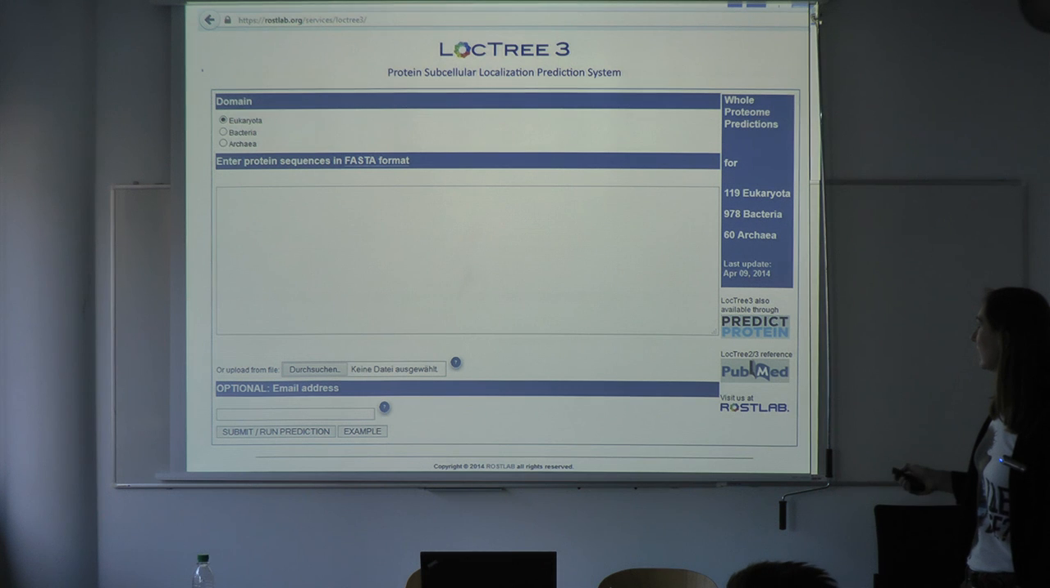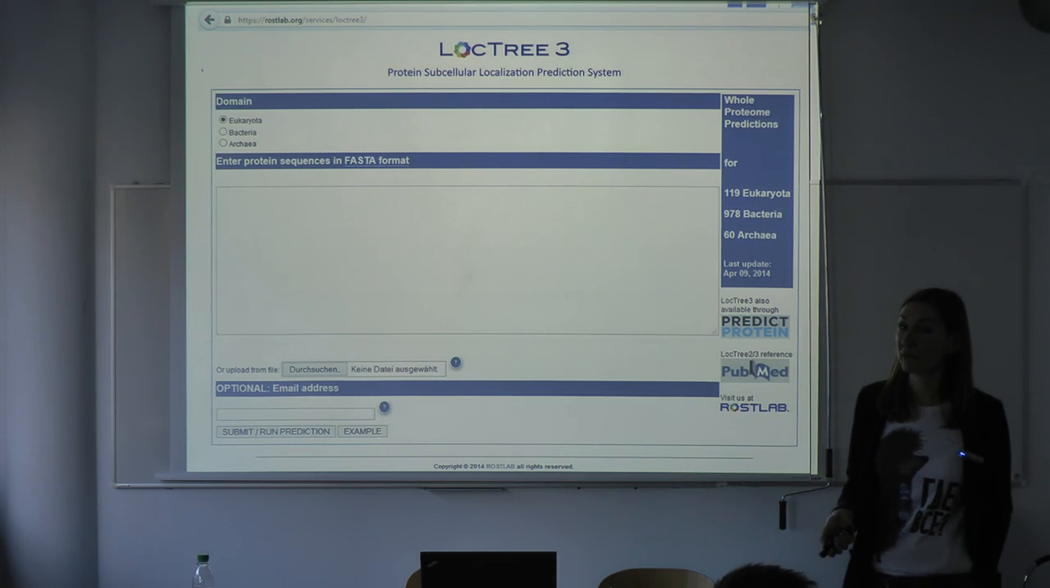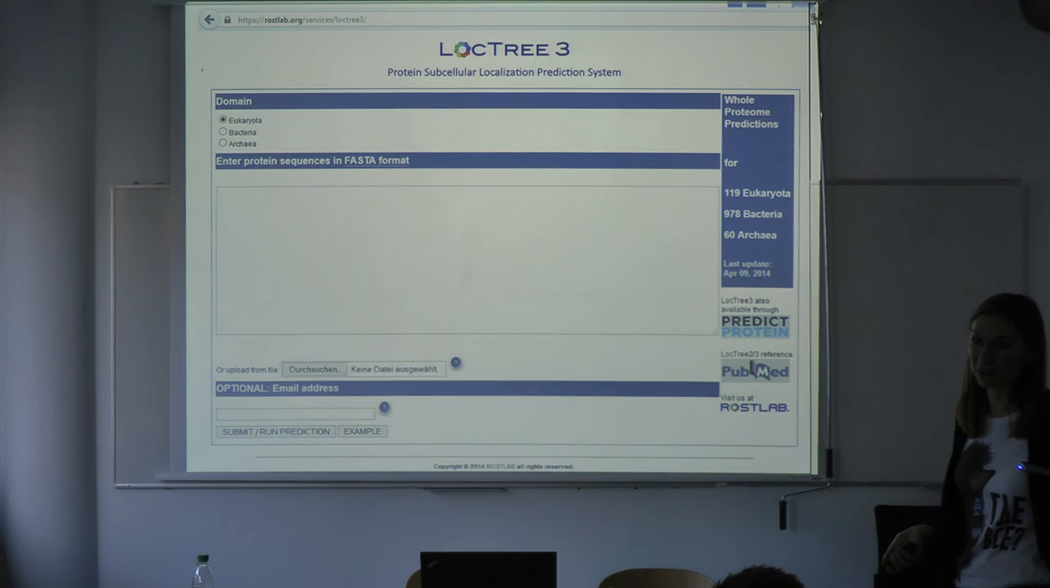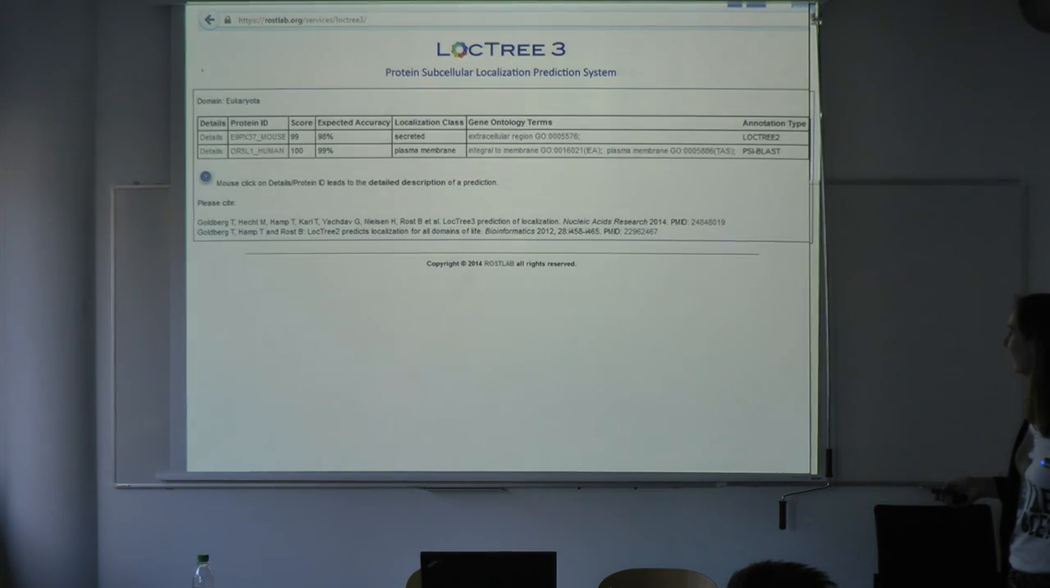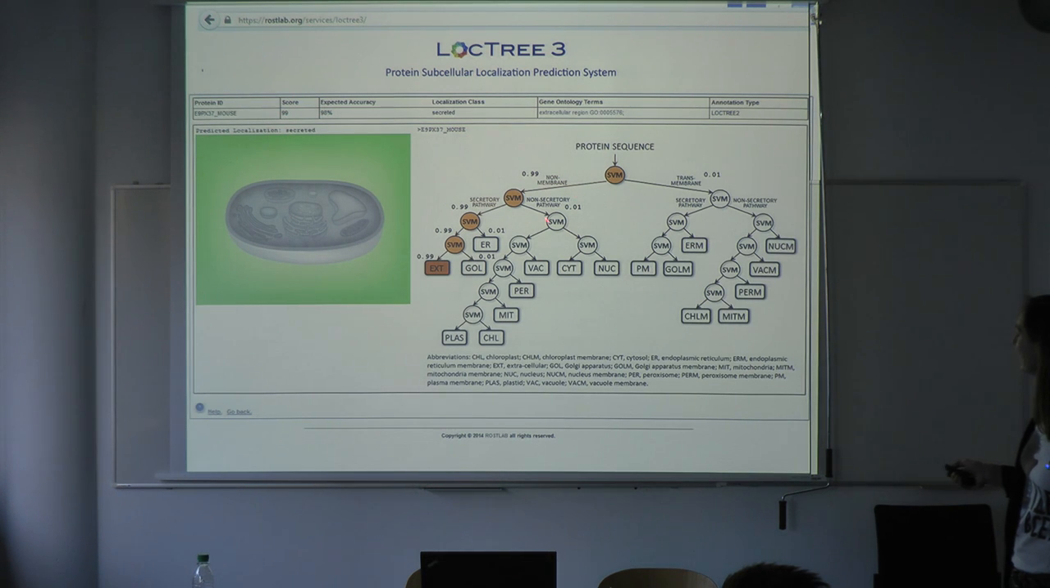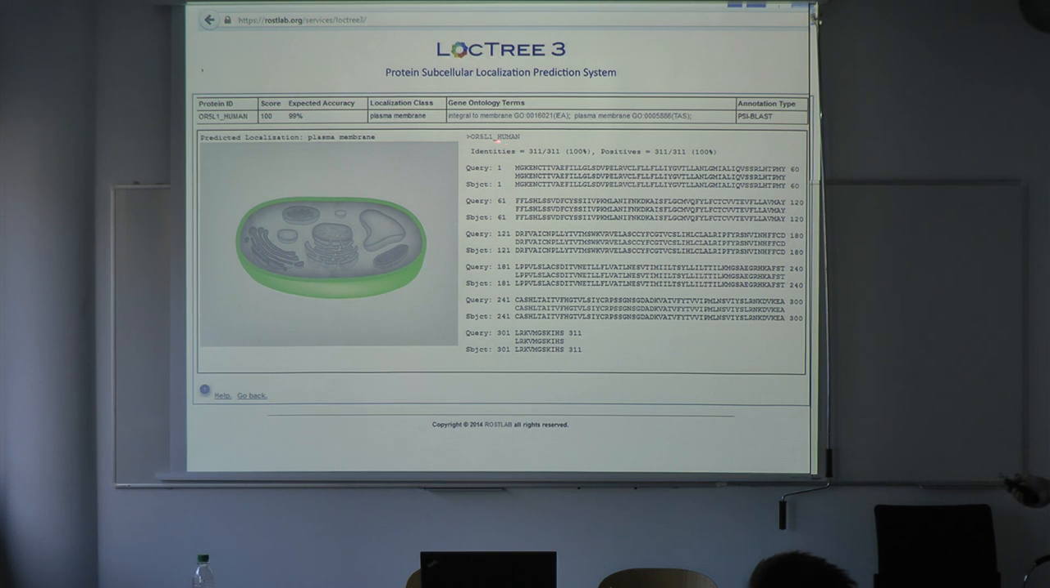And now it's available. It is actually the most used method of RostLab. We have 900 people every month. That's how it looks. You have three domains, you paste your protein sequence here, and then the output is going to be the localization class with some confidence, and then you can click on your protein ID and see how the predictions are made. So the first SVM said with 99% it goes this way, and so on. And if it's made by BLAST, then it just shows what the homolog is and how good the homology was.